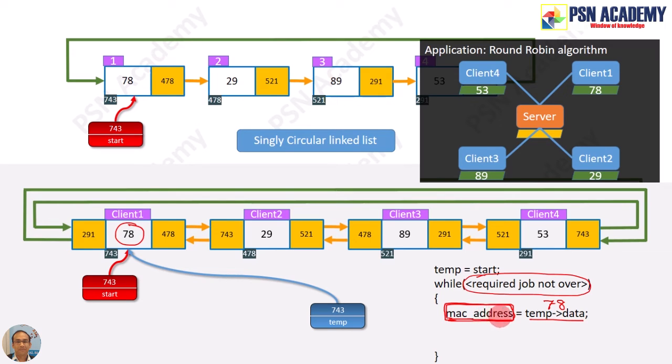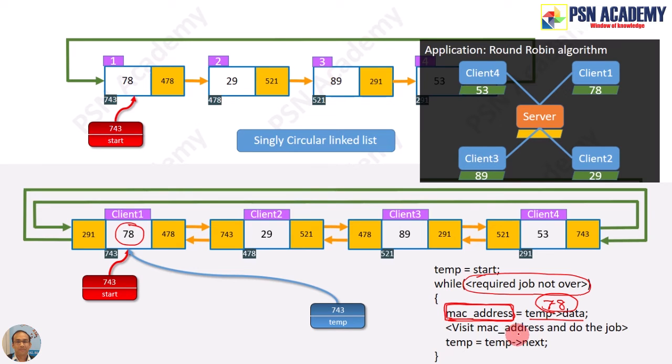So this MAC address will be loaded with 78 and the required job will be done. Because 78 is the address of the machine, so you visit that machine and do the job, whether the user is checking his inbox or writing some email, whatever the job may be. So you serve the machine for a small interval of time and then you go to the next node, that is temp equal to temp next.